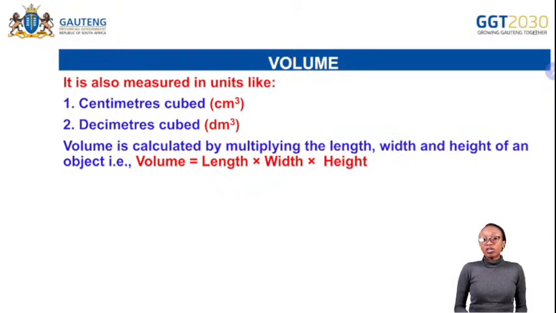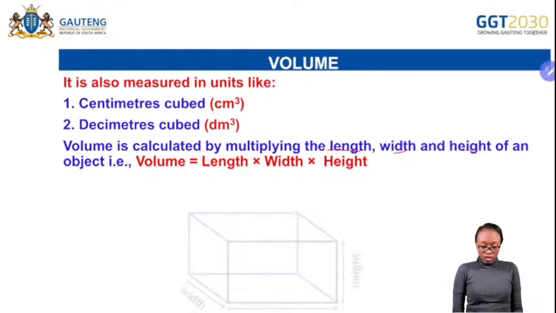Volume is calculated by measuring the length, the width, and the height of an object. This is the case where we're talking about non-liquid substances. We calculate it by multiplying the length, the width, and the height of an object. So that is how we calculate volume.